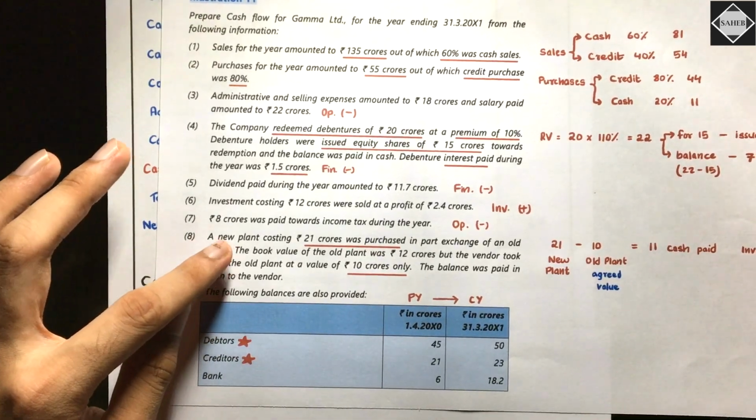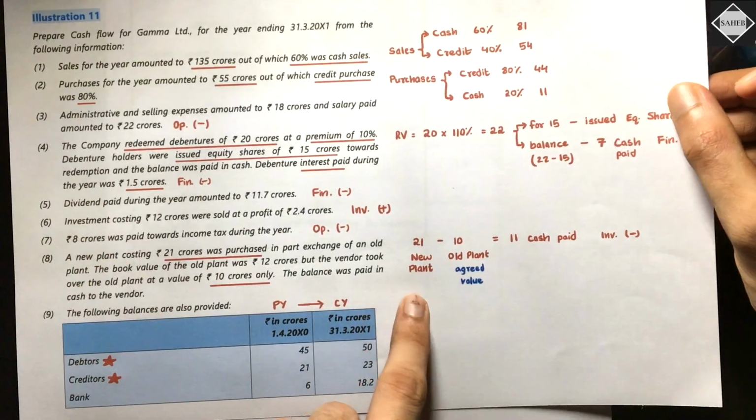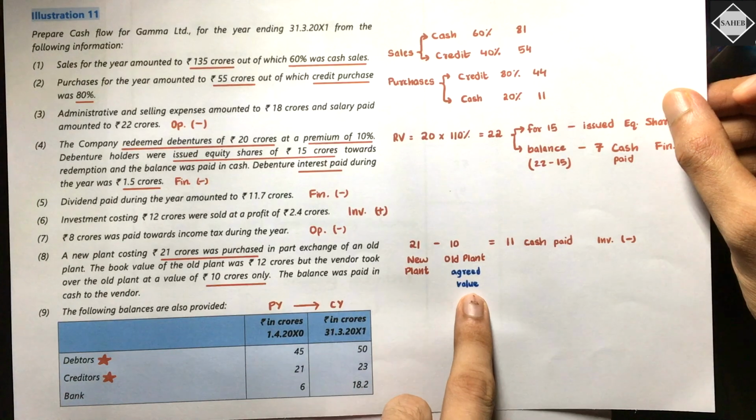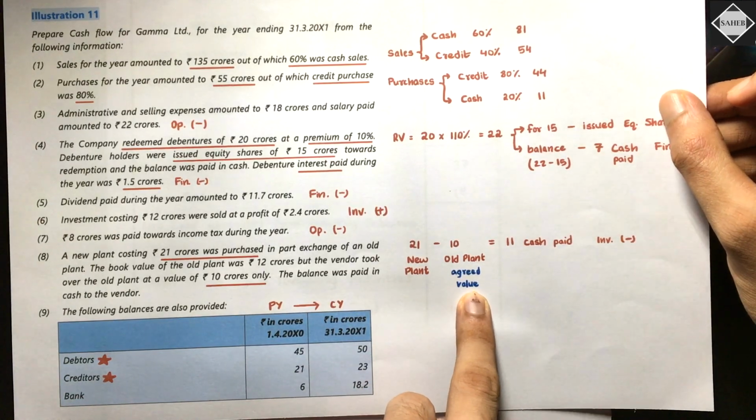Next, you have what? Regarding the plant. So what happened over here? New plant you purchased, you gave up the old plant and the agreed value was only 10 crores.